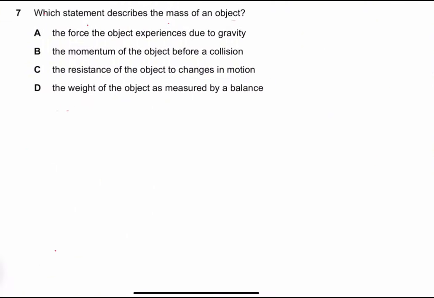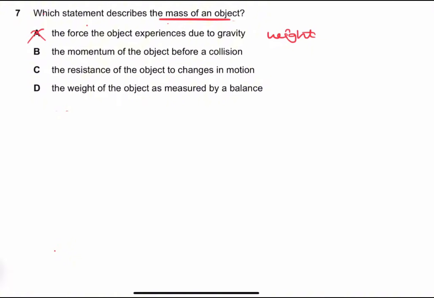Move on to question number 7. We've been asked which statement describes the mass of an object. So let's go through each answer. The force the object experiences due to gravity: this is actually weight. So A is weight, it can't be mass. B is the momentum of an object. Momentum is not the mass. D is the weight of an object as measured by a balance. Actually saying the weight. Weight and mass are two different things. So the answer has to be C.